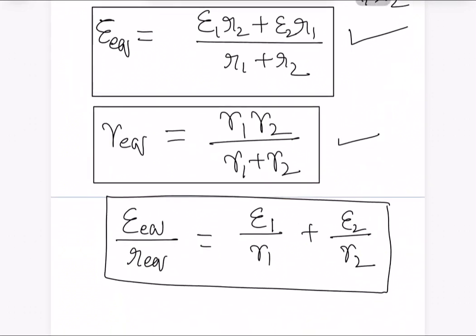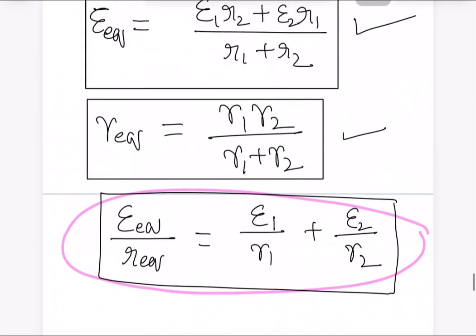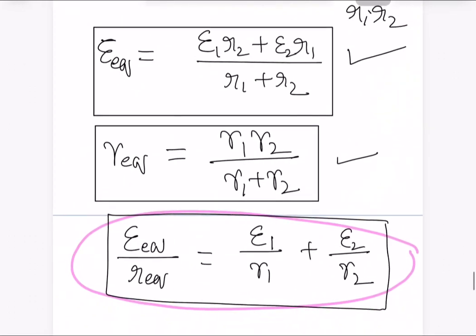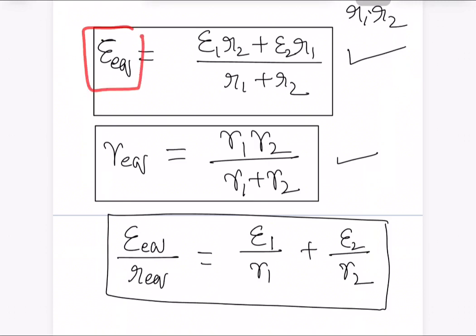And another equation which you have already derived can also be written as E equivalent by R equivalent is equal to E1 by R1 plus E2 by R2. So, these are the derivations of the E equivalent and R equivalent. So, E equivalent and R equivalent we have derived like this.